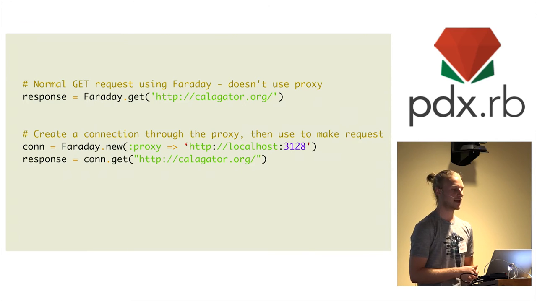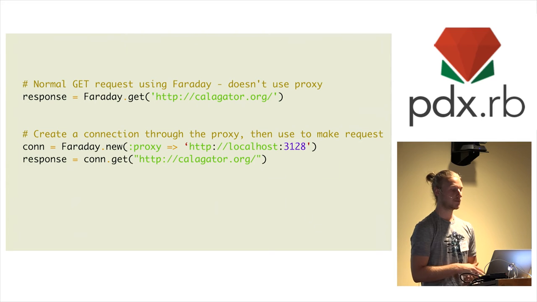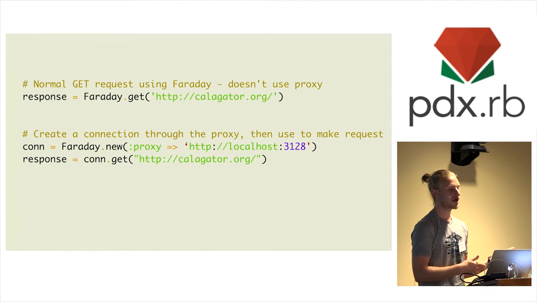You could do something for Caligator. This will not use a proxy. So if you wanted to use a proxy, you'd have to create a connection object. And Charles uses the port 3128 by default.